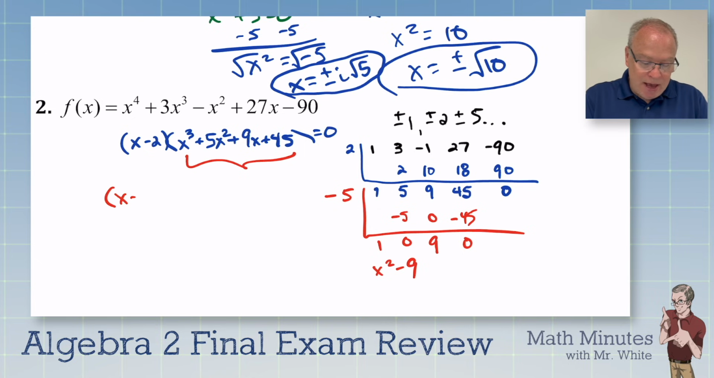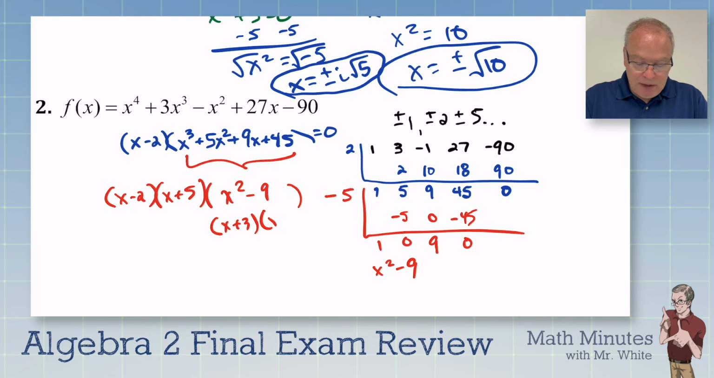So we now have x minus 2 times x plus 5. I haven't said this, but remember, you change the sign when you're writing the actual factorization. And then what's left behind was x squared minus 9. Now that splits into x plus 3 and x minus 3. All right, so if you were asked to factor, this is what you'd have.